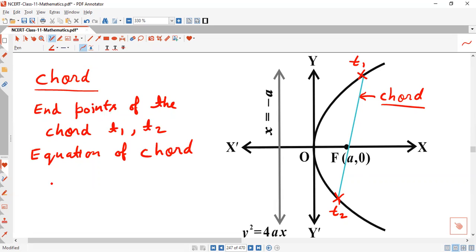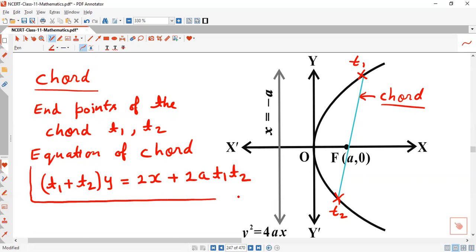So the equation of the chord comes out as (t1 plus t2) times y equals 2x plus 2a t1 t2. This is the equation of the chord. If the 2 points are given, you can write down the equation of the chord in terms of t: (t1 plus t2) y equals 2x plus 2a t1 t2.